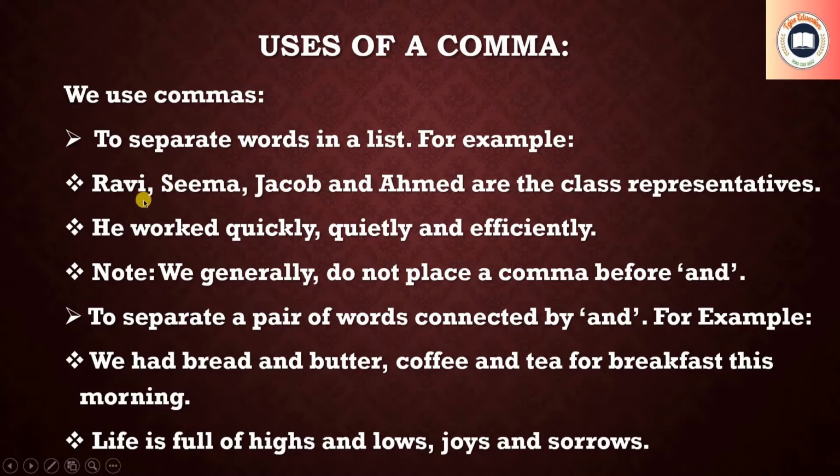If there are no commas in the sentence, for instance, then what would have happened? I would have read this as Ravi Seema Jacob. Would that make sense? No, right? And it would sound horrible. So, to separate the words in a list, we are using a comma. And after Jacob, I have added and here because there is only one person, Ahmed, after Jacob. So if there is only one person after another person, then we use an and. So Ravi, Seema, Jacob and Ahmed are the class representatives.